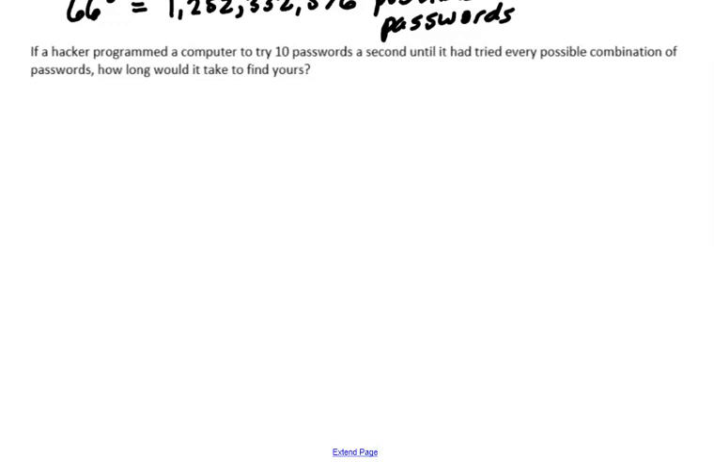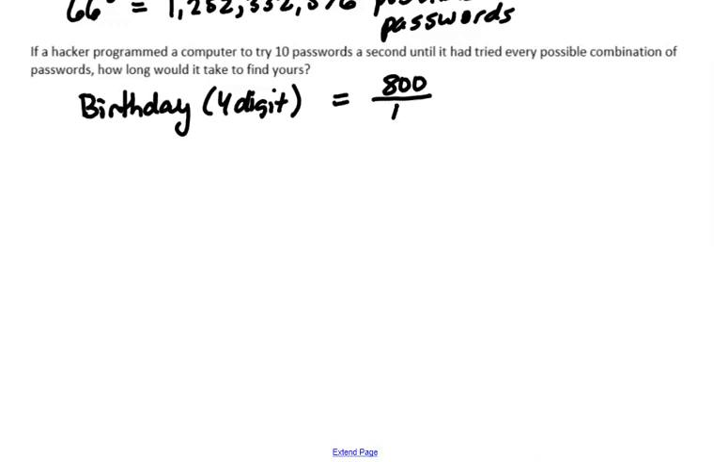So let's say you did the birthday password. Let's say you just did the 4-digit birthday. How long would it take to break the code? You have 800 different possibilities. They're doing 10 per second, so it would just take 80 seconds for them to guess your password. Not very long. That's not terribly secure.